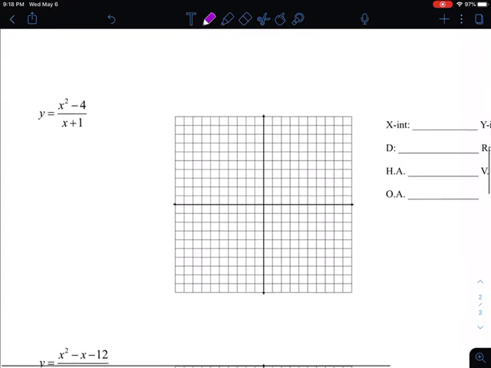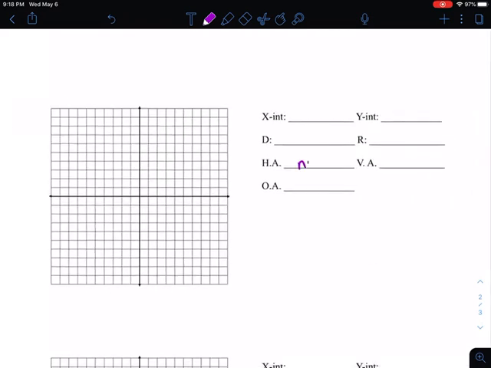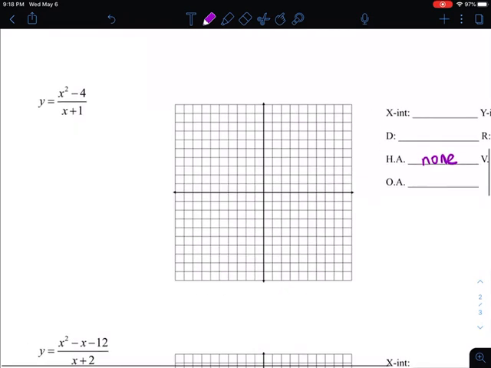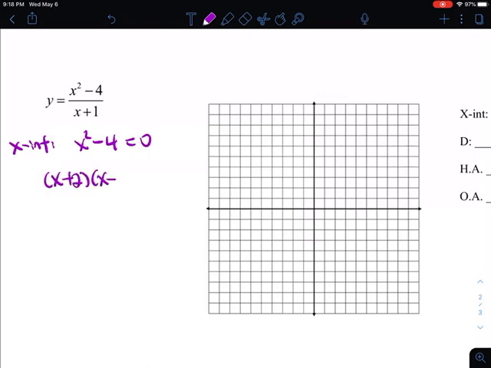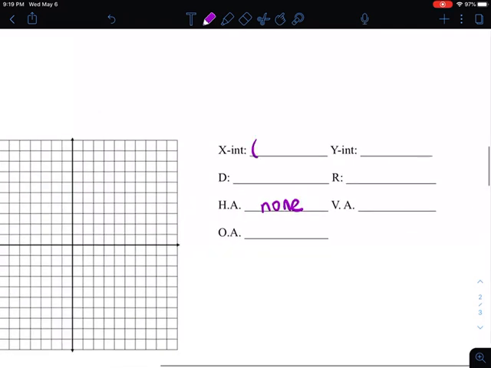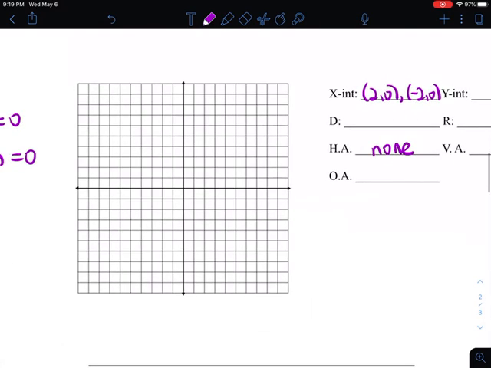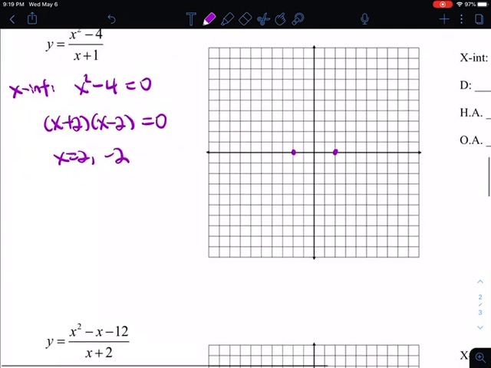Okay, so x squared minus 4 over x plus 1. Once again, we see that there's not going to be a horizontal asymptote because the degree on top is bigger. But we are going to have x-intercepts by setting the numerator equal to 0, and then by factoring, x plus 2, x minus 2. So then we get x equals 2 and negative 2. So we actually have 2 x-intercepts, and make sure you graph both of those, there and there.